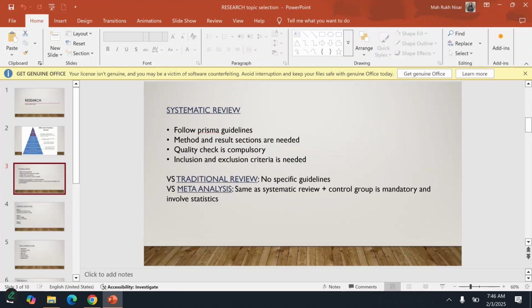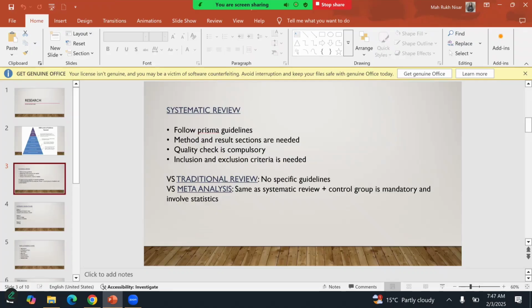But we will try to have all our papers on systematic review, because traditional review is not that important or doesn't have much value compared to a systematic review. And meta-analysis is almost similar to systematic review, except that it has a control group and it involves statistics.